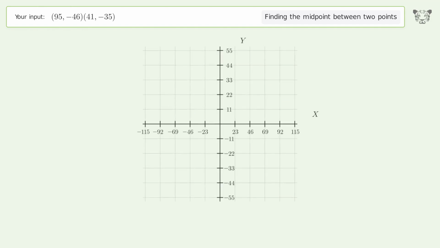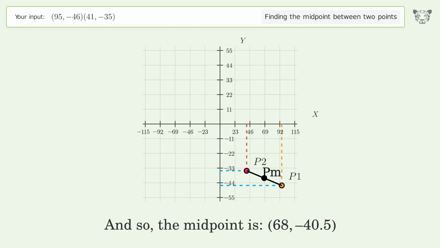And so, the midpoint is 68, negative 40.5.